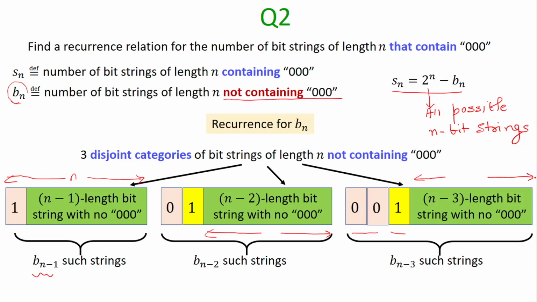And these are the only three categories of bad strings, right? I can't have any other fourth category. And it's easy to see that they are disjoint, right? So how many bad strings can I have? The number of bad strings of length n will be the summation of the number of bad strings of length n minus 1, n minus 2, and n minus 3. And hence we get this recurrence equation for the B series. And since this is an equation of degree 3, we need three initial conditions.